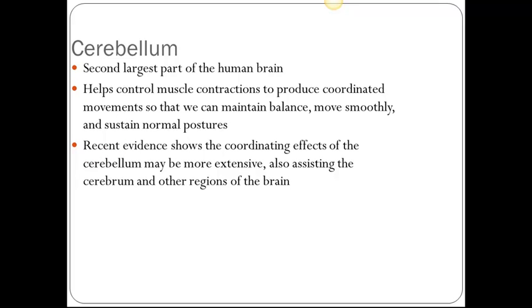The cerebellum is the second largest part of the brain. It consists of folded gray matter that composes a thin outer layer, forming a large surface area for nervous conduction, allowing huge information processing. It helps control muscle contractions, and recent evidence shows the coordinating effects of the cerebellum may be more extensive, assisting the cerebrum in other regions of the brain. White matter inside the cerebellum branches into a tree-like pattern, which is called the arbor vitae.